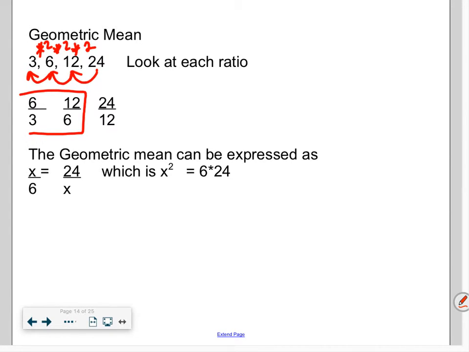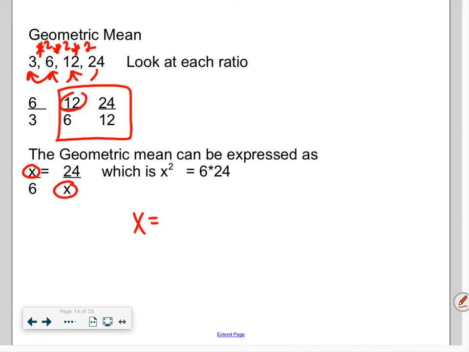Take a look at the way I'm setting up this proportion here, using the second two fractions. I said, what if I had the number x over 6 and compared it to the next number, 24 over 12, and set up a proportion? When I cross multiply to solve this, I would get x squared equals 6 times 24. That's what we call finding the geometric mean.